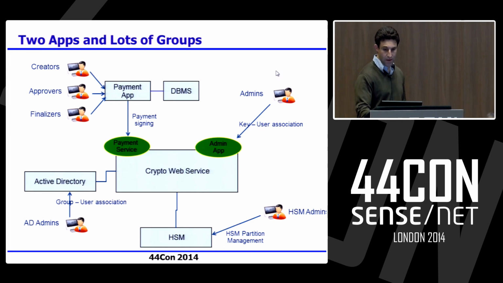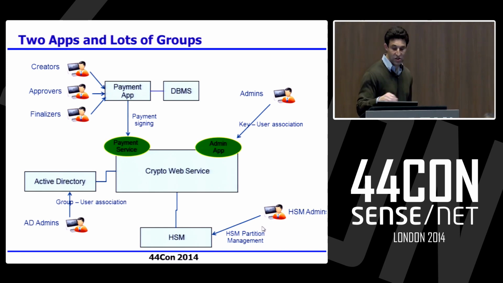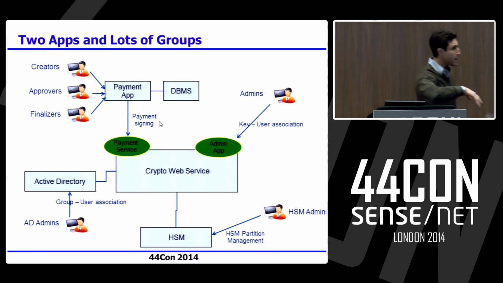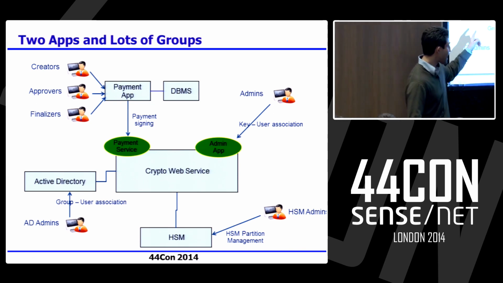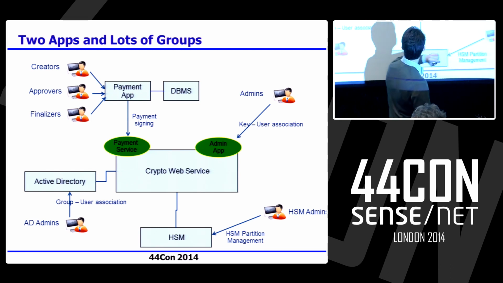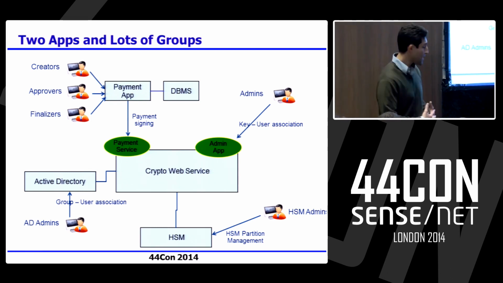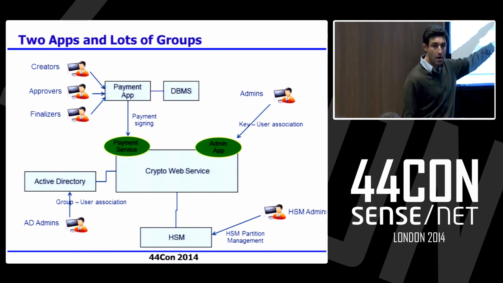You've got your administrators here. On the HSM, you've got your HSM administrators who manage the HSM but don't have access to anything else. Then the admins who associate the keys that the user has in the HSM with the individual user. And you've got your AD admins who administer the Active Directory, who put this person in the creators group, this person in the finalizers group, and this person in the approvers group. So now you have some nice segregation here as well. You need collusion between these three to do IT trickery, and collusion between all of the business people in order to make a dodgy payment.